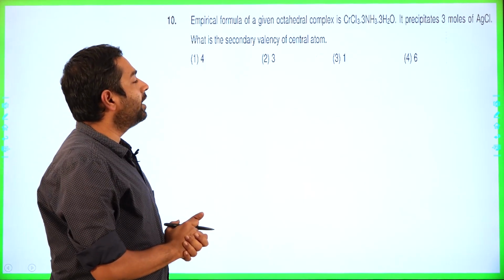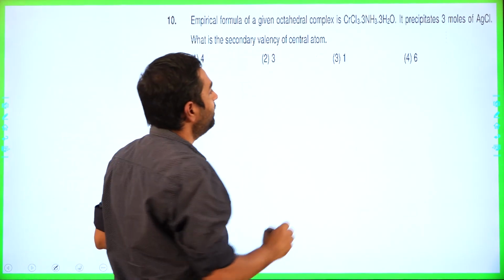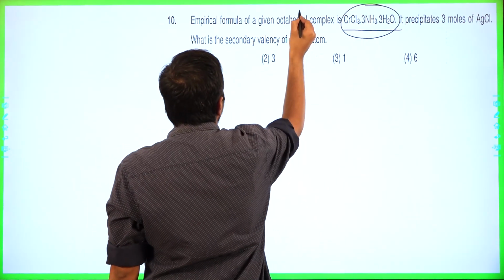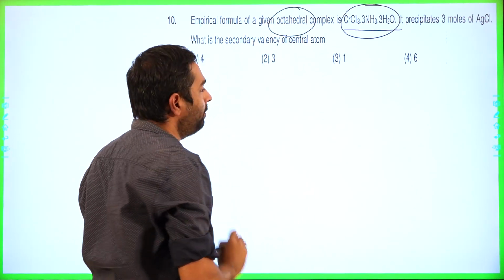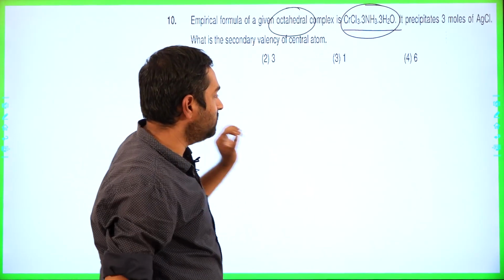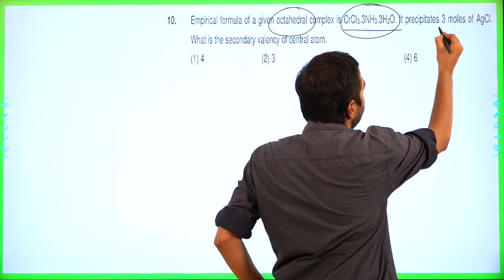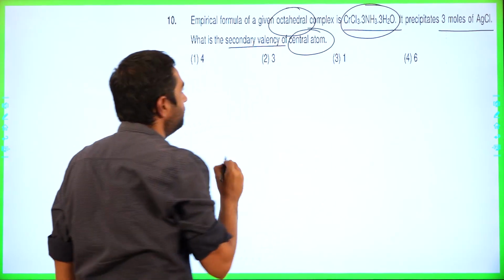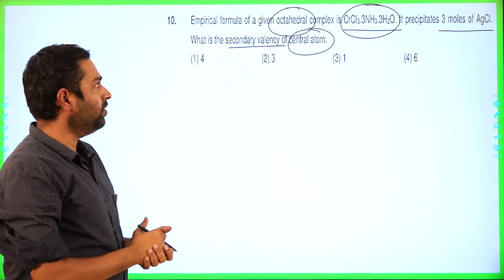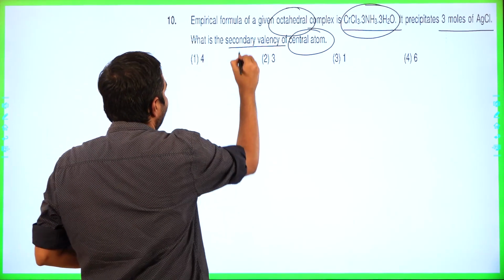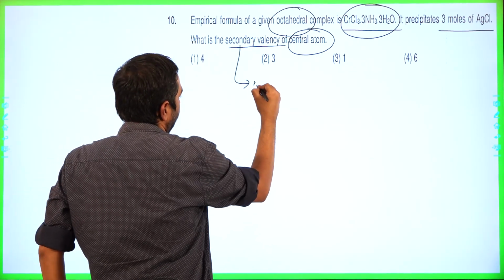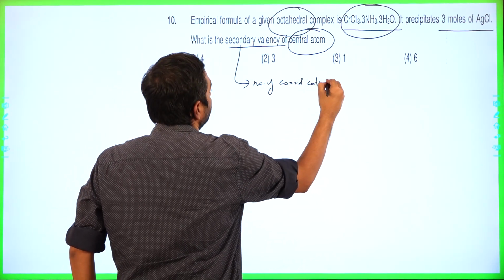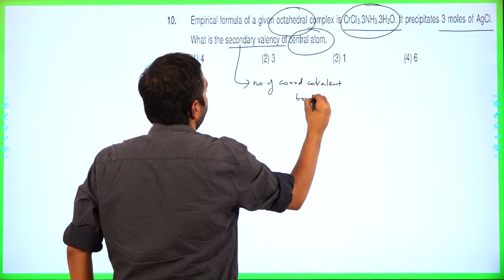The empirical formula of a given octahedral complex is CrCl3, 3NH3 and 3H2O. So this is the empirical formula given. They are quite clearly telling you of a given octahedral complex. It precipitates 3 moles of AgCl. What is the secondary valency of the central atom in this particular case? Now, what is meant by secondary valency? Secondary valency is going to be nothing but the number of coordinate covalent bonds formed.